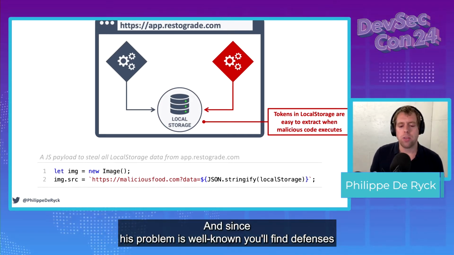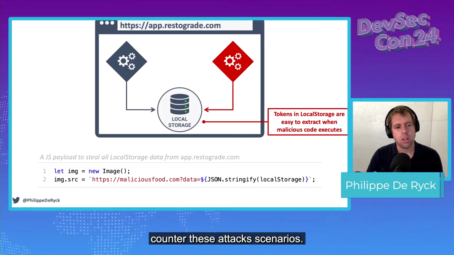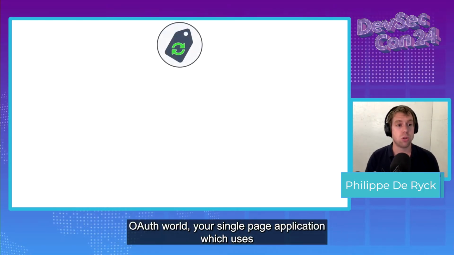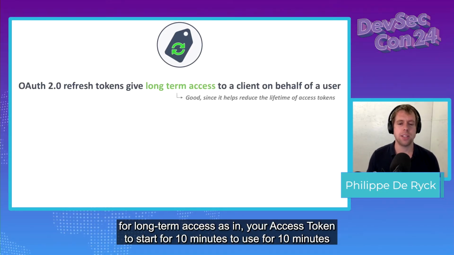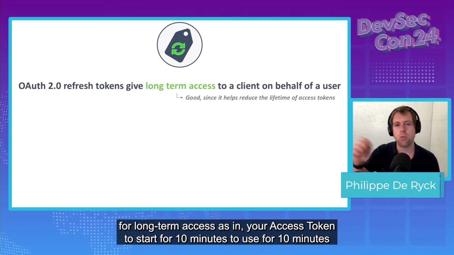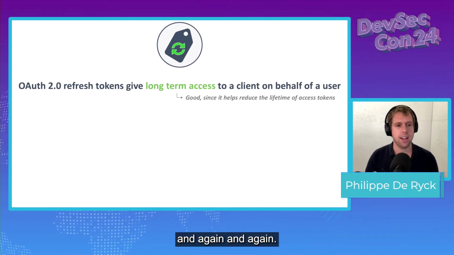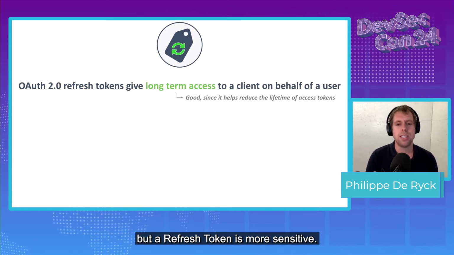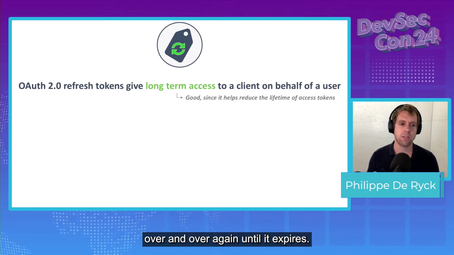And since this problem is well known, you'll find defenses built into technologies like OAuth, which try to counter these attack scenarios. For example, in the OAuth world, your single page application would use an access token to access the API, and a refresh token for long-term access. As in, your access token is valid for 10 minutes, so you use it for 10 minutes, and then afterwards you use a refresh token to get a new access token, and you do that again and again. That access token is very sensitive. It gives access to the API, but the refresh token is even more sensitive because a refresh token gives the attacker the ability to get new access tokens over and over again until it expires.